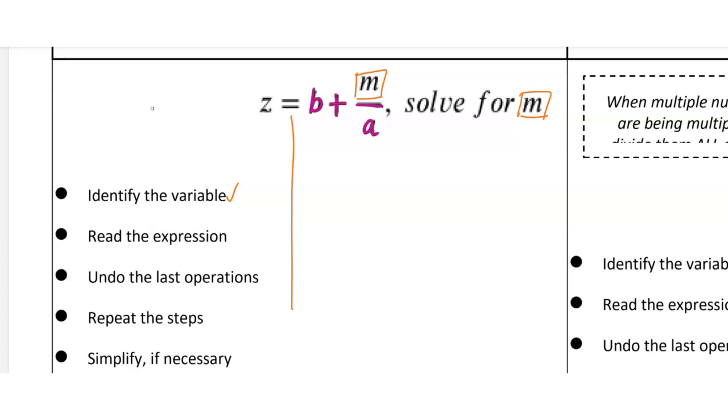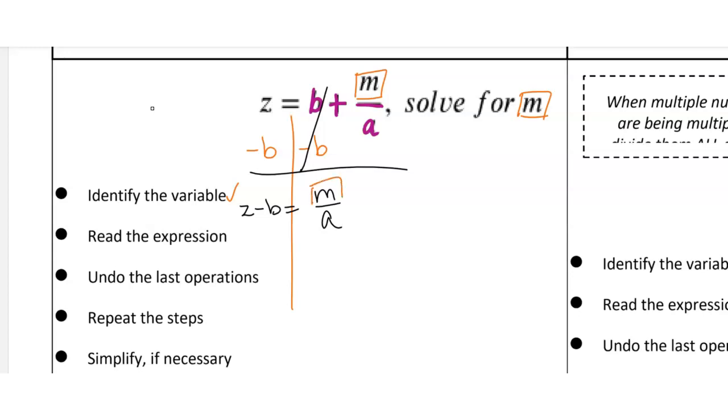So the last thing we said was adding b, so we're going to subtract b from both sides of the equal sign. These cancel. Z minus b cannot be combined, so we write the expression to represent it, which is z minus b is m divided by a.